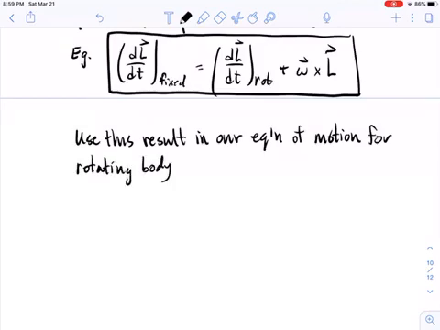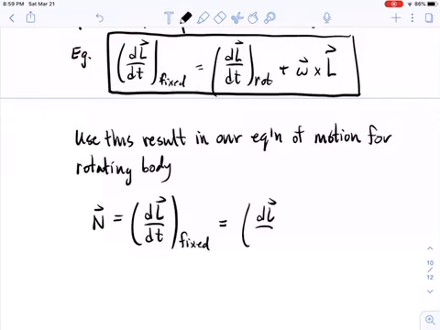So the equation of motion is that the torque is equal to dL/dt, and that's valid in the fixed reference frame. But now what we can say is that must also be equal to dL/dt in the rotating frame plus omega cross L.